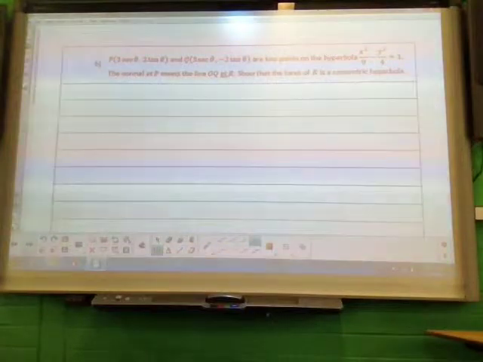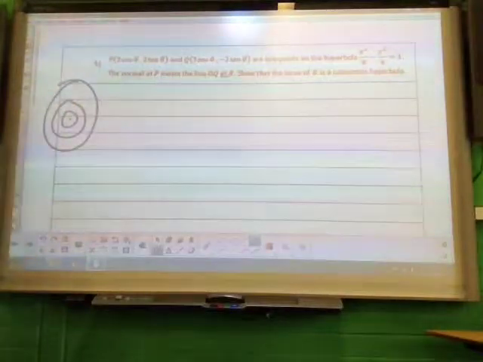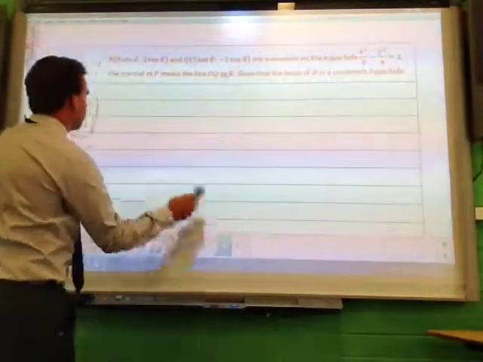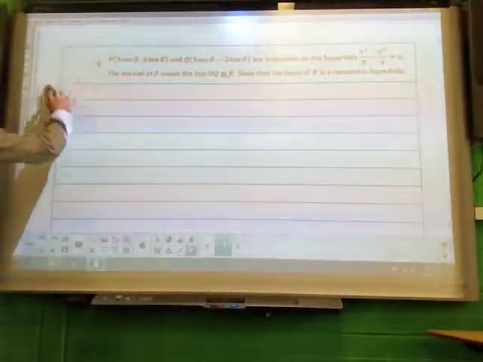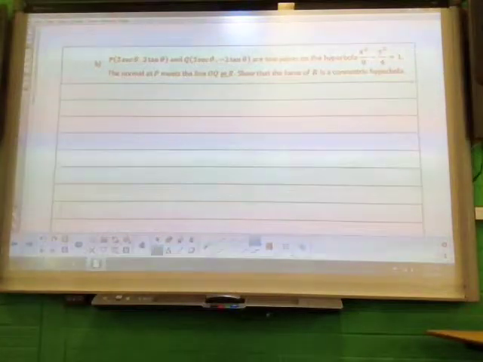concentric hyperbola. Okay, so the concentric circle is a series of circles with the same centre point. So the concentric hyperbola is going to be a series of hyperbolas all with the same centre point, which will be at the origin for that one.